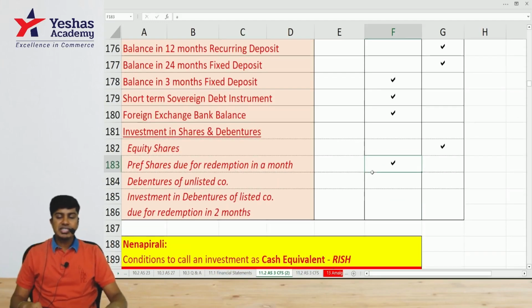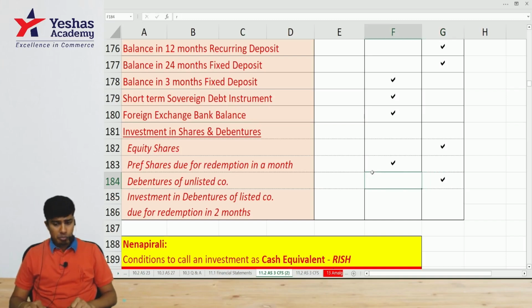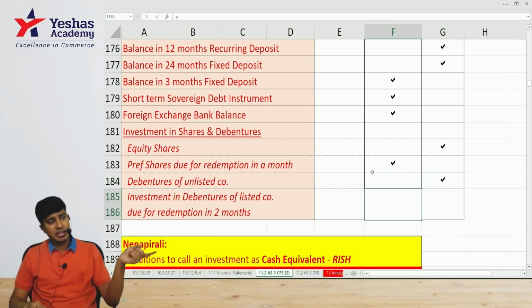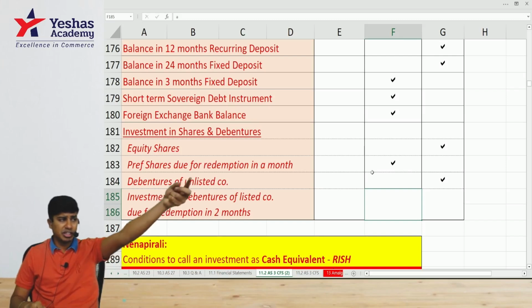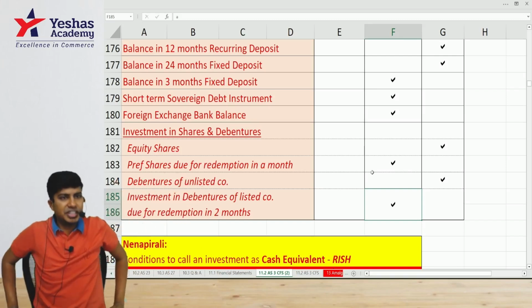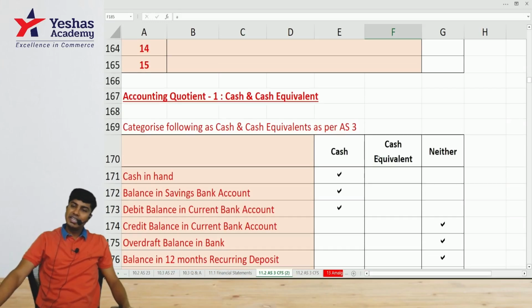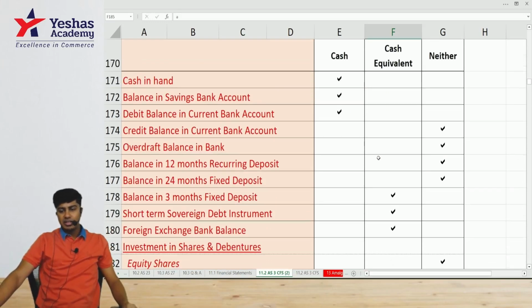What if debentures are there of an unlisted company? If it is not listed, it is not readily convertible, then it is not cash equivalent. What if you have invested in debentures of a company which are due for redemption within 2 months and that company is actually listed? Then it is cash equivalent. Did you all understand what is cash equivalent, what is cash, when is it neither? Everyone, have a look and ask me if you have any doubt.